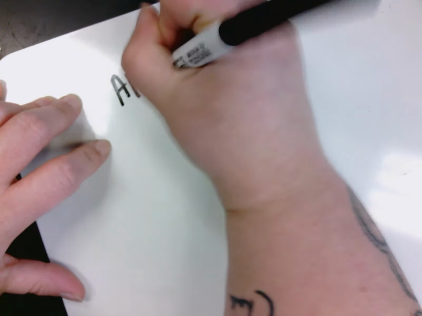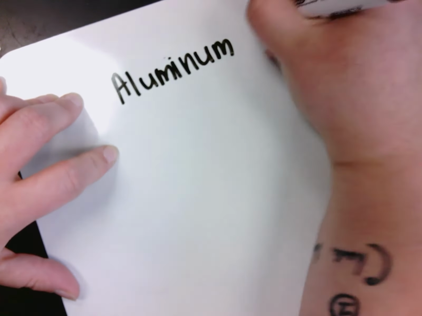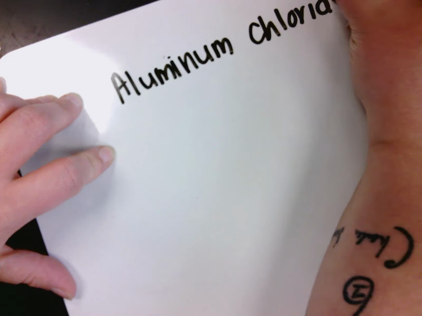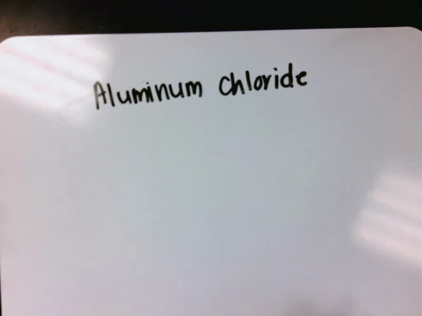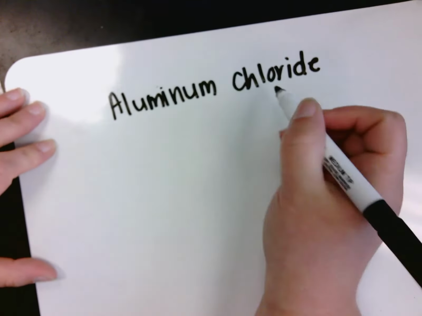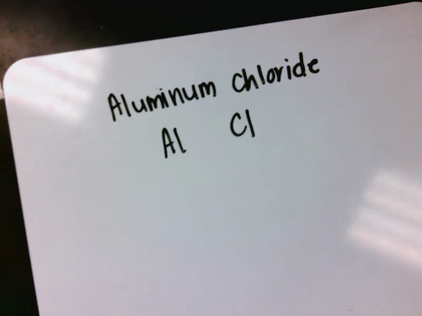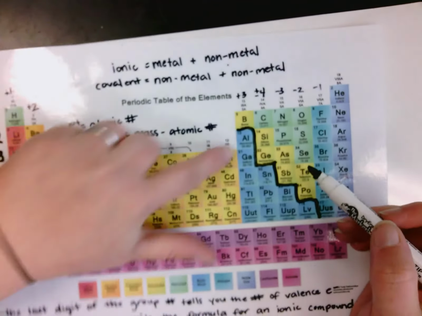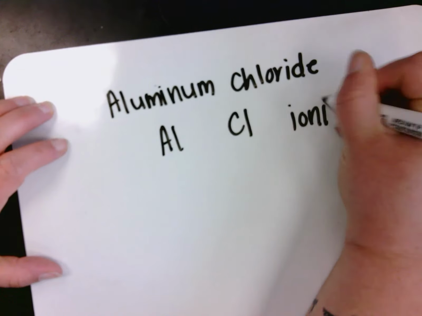So let's do an example, okay? We're going to do aluminum chloride. Remember, I'm always going to give you the name. Okay, my first step is to decide whether this is ionic or covalent. So my two elements involved here are aluminum and chlorine, okay? Now, here's aluminum, here's chlorine. This is a metal, this is a nonmetal. So this tells me that this is an ionic compound, okay?